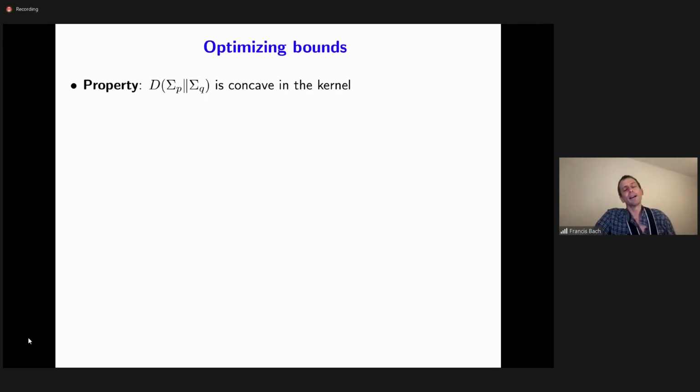So we have sigma p, sigma q is a lower bound. So you want to maximize it. And what can you choose? You can choose a kernel, because sigma p is the expectation of phi transpose. So if you take another phi, which is normalized, you maximize, you get a better one. And a bit of magic here: it turns out that this quantity is concave in the kernel, and so it was a well-defined problem.